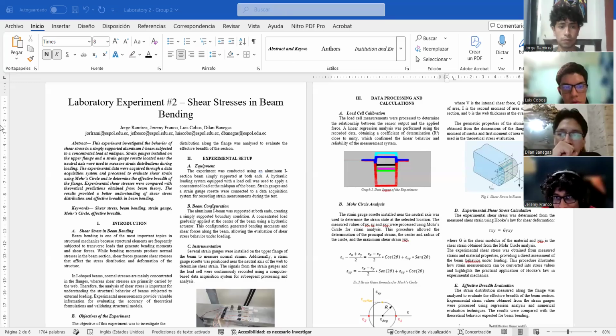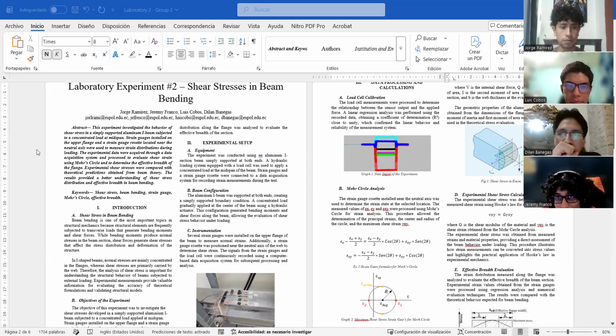Good night. Here we are, group number two, and we are going to explain the laboratory experiment on shear stress in beam bending.